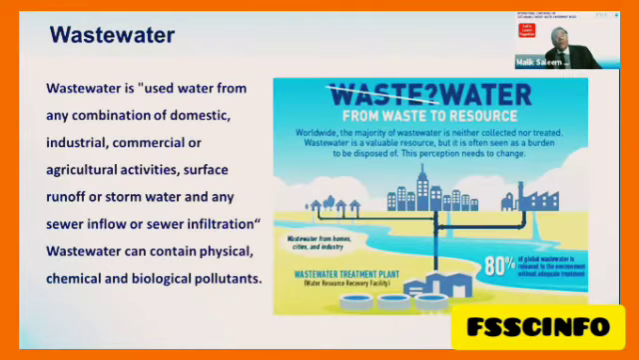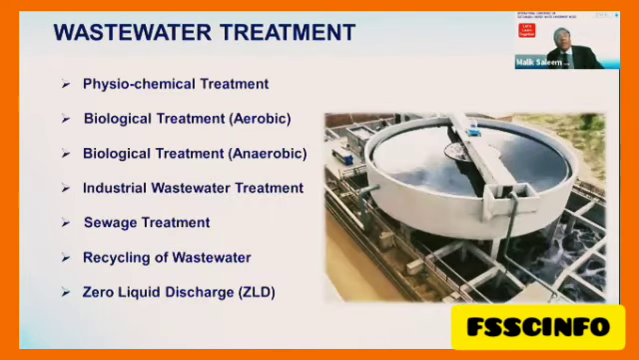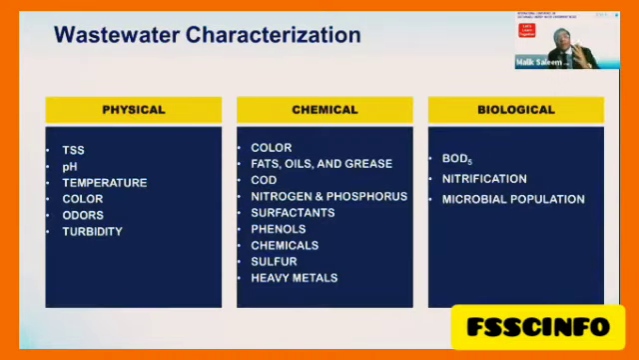Let's come to wastewater. We have two types of wastewater: one is domestic sewage, and the other is industrial wastewater. In domestic, we have two types of water: one is gray water, the other is black water. In wastewater treatment, we have physical, chemical, biological, anaerobic, and aerobic treatment, sewage treatment, recycling of wastewater, and zero liquid discharge. This is trending now for water conservation. And these are the wastewater characterizations: physical, chemical, and biological.